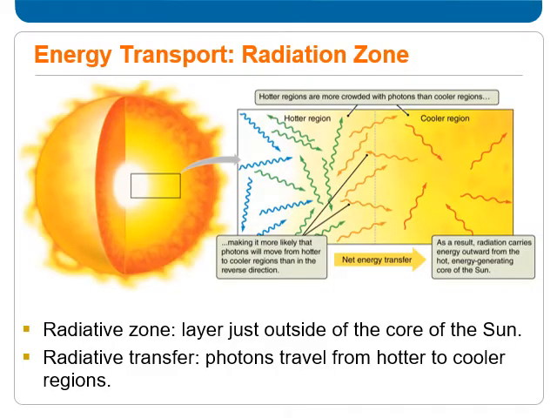Nuclear reactions take place only in the core of the sun. Two mechanisms are involved in the energy transport from the core to the surface: radiative transfer and convection. In the inner part of the sun, radiation is the primary mode of energy transport. This defines the sun's radiative zone.